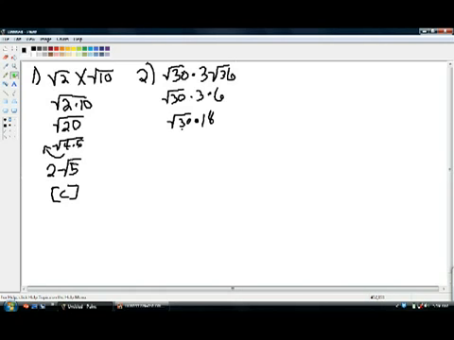Now, the square root of 30 times 18 is the same thing as 18 times the square root of 30. And I don't have to put this times sign in there. I can just say 18 square roots of 30. Sorry, my 3 looks a little bad there. But it's 18 square roots of 30, which is B. Moving on to number 3.